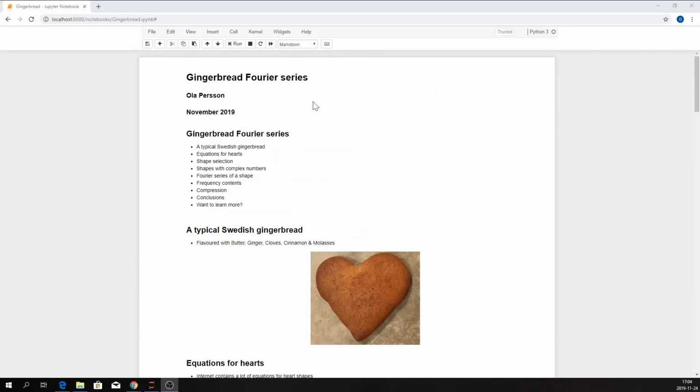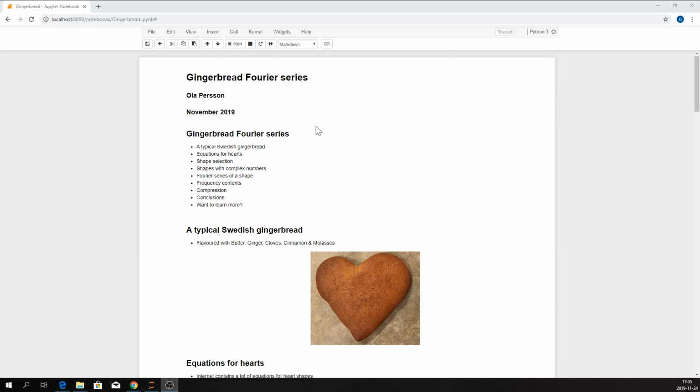Hello, my name is Ola Persson, and today I'm going to talk about Fourier series and how that can be applied to gingerbreads. I will be using a technology called Jupyter Notebook, and that supports mixing presentations, coding, and in this case Python, and also visualizations of the outcome of the results. So quite useful technology, I think.